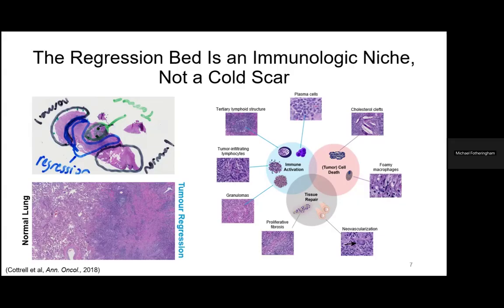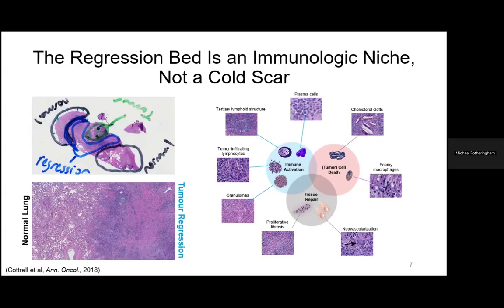And what pathologists are looking for, signs of tumor cell death, would be cholesterol clefts and foamy macrophages. And in its place, a scar forms. And characteristic of scars would be fibrosis, like I mentioned, collagen, and the formation of new small blood vessels, neovascularization. But it's important not to think of this as just a cold scar because it's highly infiltrated with immune cells. You can see on this image, if you've looked at an H&E before, you see these little tiny purple dots. Those are all immune cells.